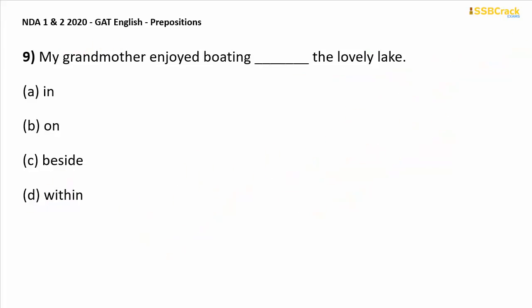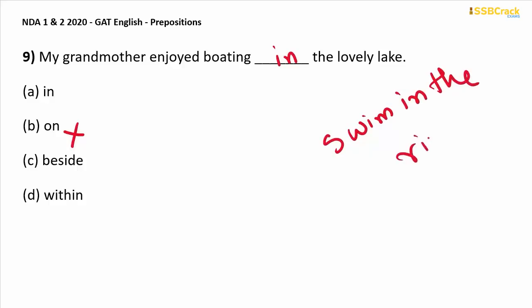The next question. My grandmother enjoyed boating dash the lovely lake. It should be boating in the lovely lake, not on, because you do not do something on water. Whenever you are doing something, suppose you swim in the river, or the ocean or the lake or something like that. Similarly, you boat in the lake.